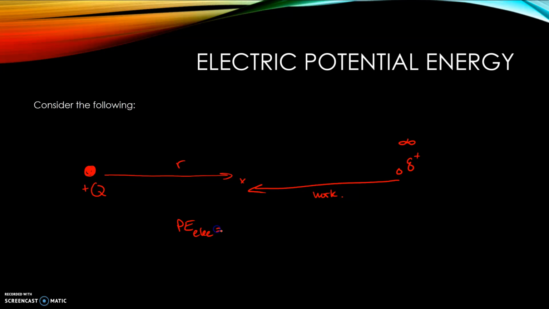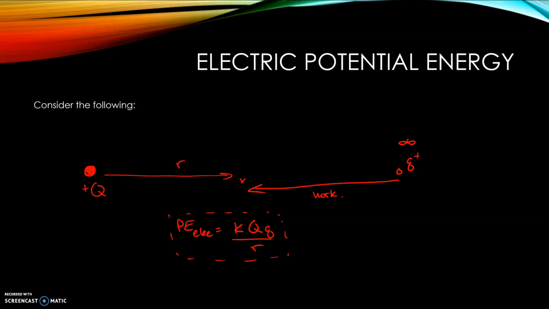The electric potential energy for the system, so when we talk about potential energy, it's always a system of two charges. The electric potential energy would be K big Q times little q divided by the distance between them. Okay, so this is the equation for electric potential energy of two charges. So you have the two charges.